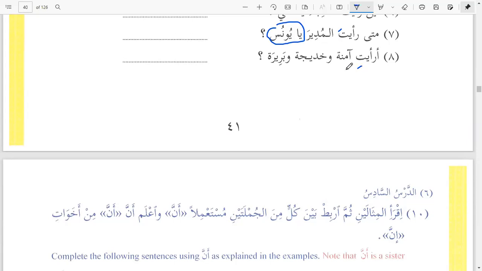Ara'aita Aminata wa Khadijata wa Bariratu. Naam ra'aitu hunna. Okay, you can use both, ara'aiti or ara'aita. If the mukhatib is masculine, you can use ara'aita. If the mukhatib is feminine, you can use ra'aiti. Did you see Amina, Khadija and Barira? So, naam ra'aitu hunna.